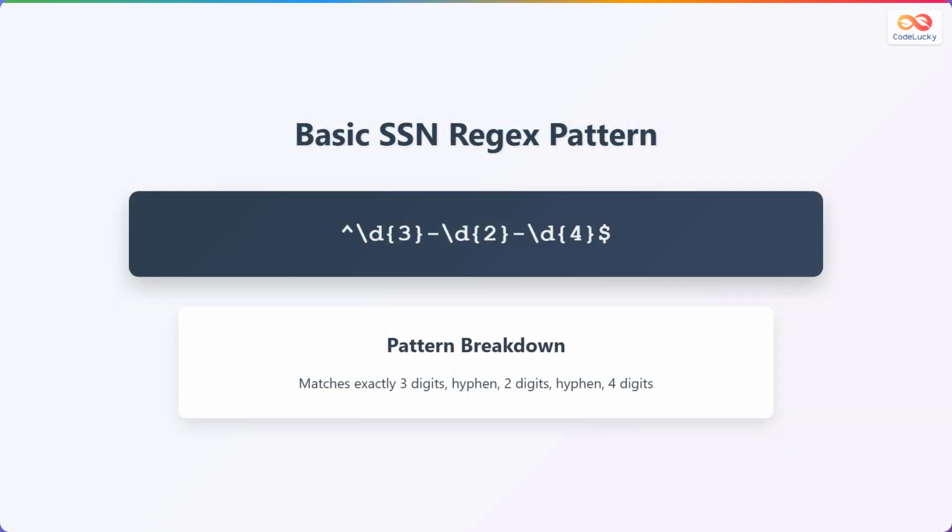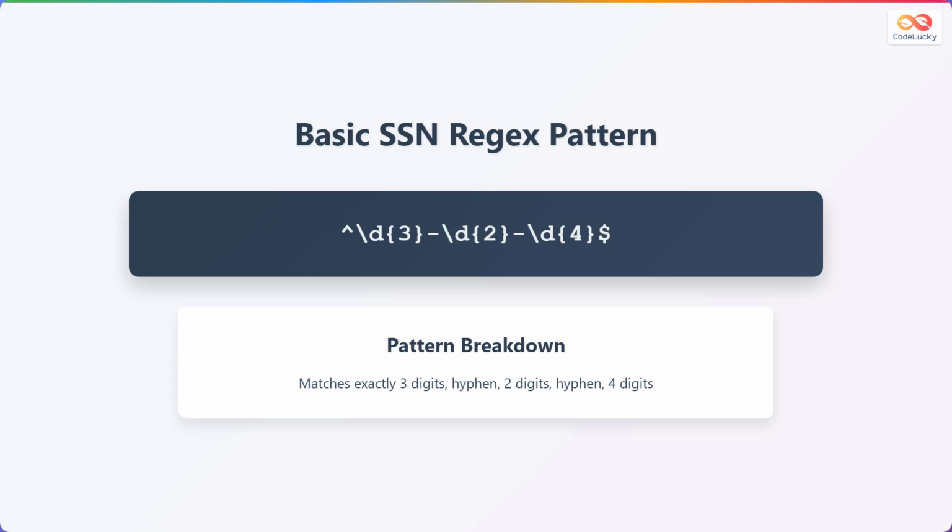Here is a basic regular expression pattern that matches the standard Social Security number format. ^\d{3}-\d{2}-\d{4}$. This pattern breaks down as follows. The caret symbol and dollar symbol anchor the pattern to the start and end of the string, ensuring that the entire input matches the pattern.